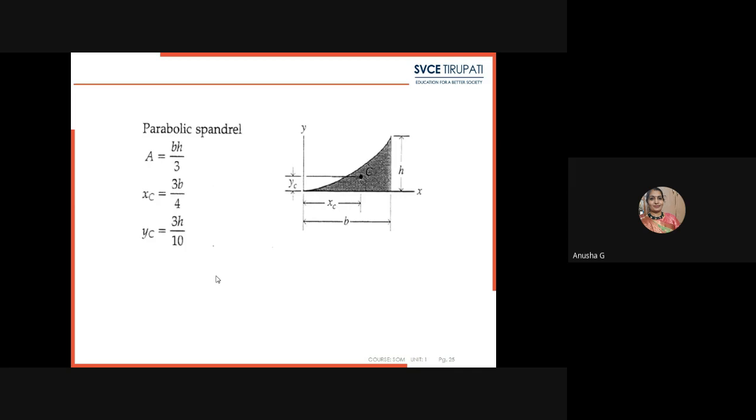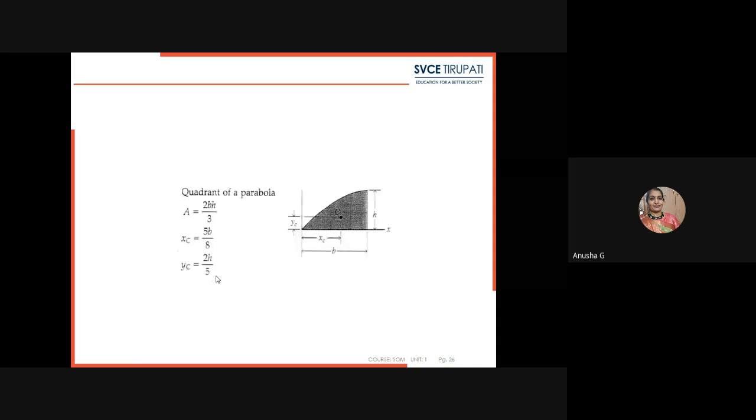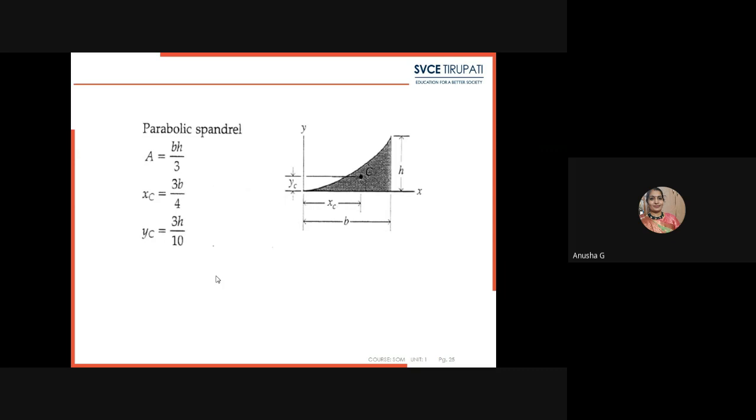Here, for the spandrel parabolic shape, the area formula will be 1/3 of B into H. A normal regular parabola, I will show you, will be 2/3 B into H. Spandrel means 1/3 B into H. That has to be remembered.